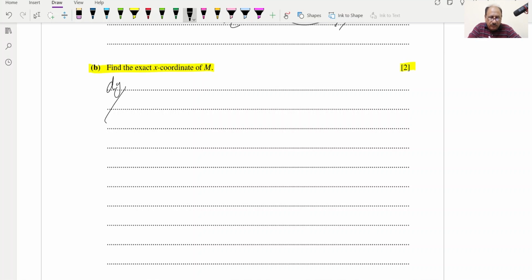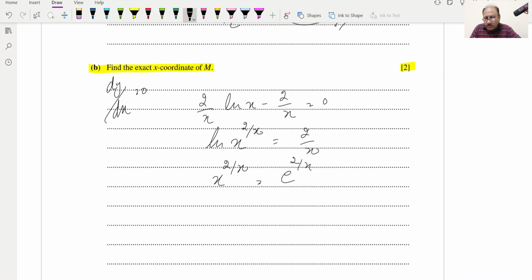For the minimum point we will put dy by dx equal to 0, and dy by dx we found was 2 over x log x minus 2 over x, and this we put equal to 0. We can shift this by the log rule, so we can write it in the form of a power, and this is equal to 2 over x. Now we can take e on both sides, so x raised to 2 by x is equal to e raised to 2 over x.